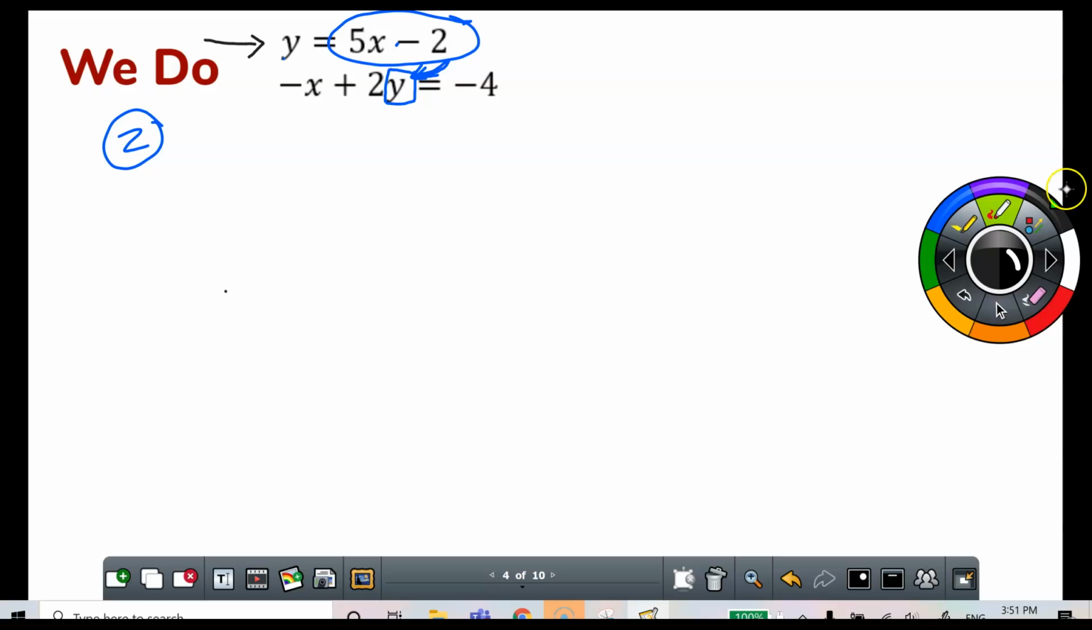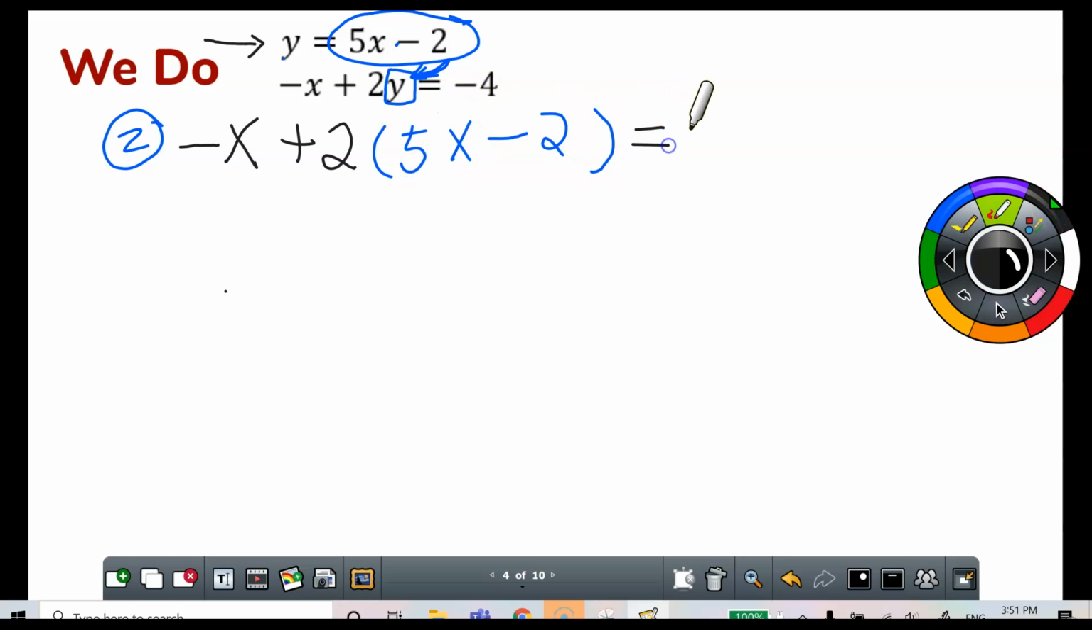From the beginning, you have negative x plus 2. And when you see the y, you plug in the representation of it, which is 5x minus 2. And keep copy the second equation. Okay. So now you can solve the second equation.